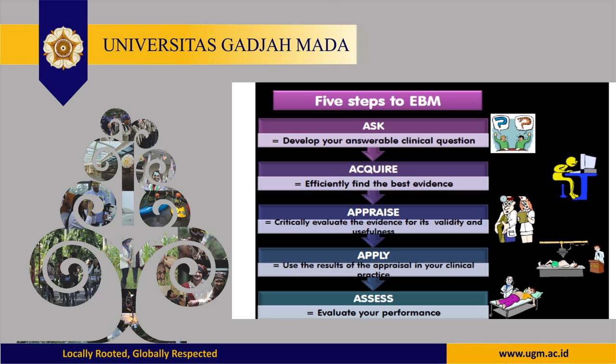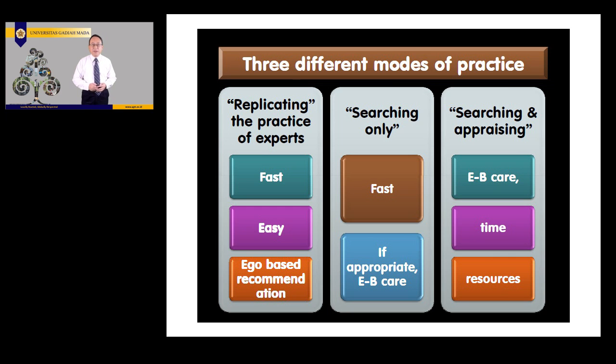After having the evidence, or journals or paper whatsoever, you appraise them to make sure that there is no bias, that it's true, the sample size is adequate, and it is based on randomized controlled clinical trial. And finally, you need to apply the treatment to the patient based on the evidence that you found in the journals. There are three different modes of practice.